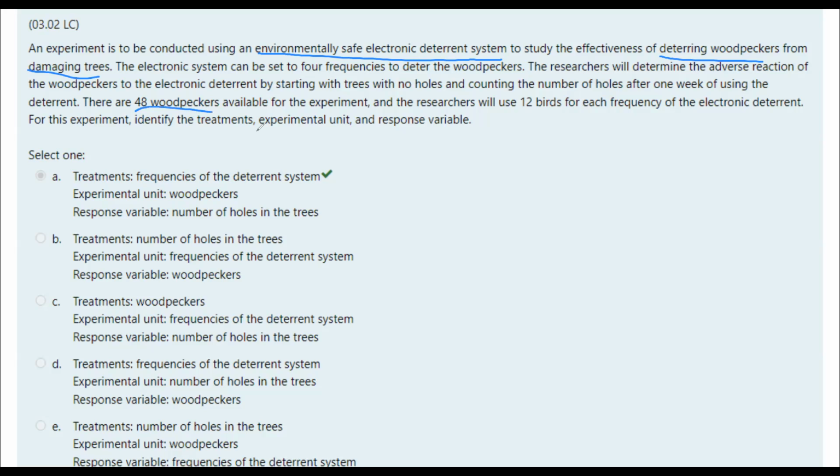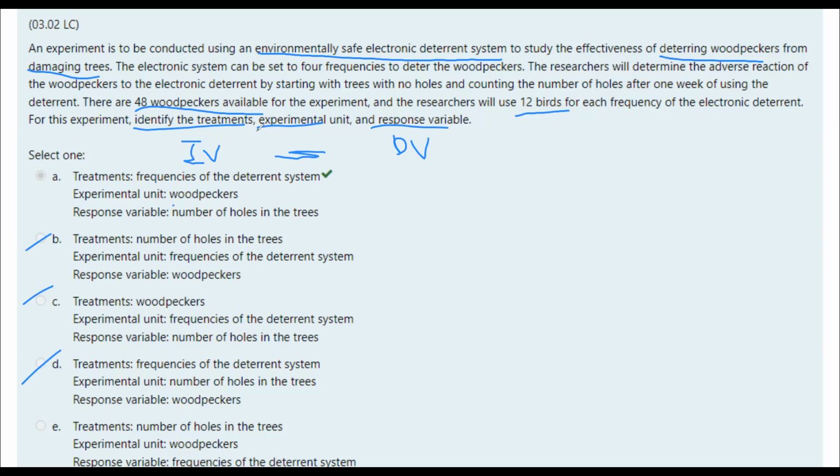There are 48 woodpeckers, and the researcher will use 12 woodpeckers, right? So we got to say, what's that, what's that, and what's that? All right, the treatments, that's what's done to it. So it's essentially the independent variable. Response variable, that's really the dependent variable, and the experimental unit is just what you're using. What is it on? It's on the woodpeckers. So anything that doesn't say experimental unit woodpeckers, you cross that out. That's the best way to do something like this.